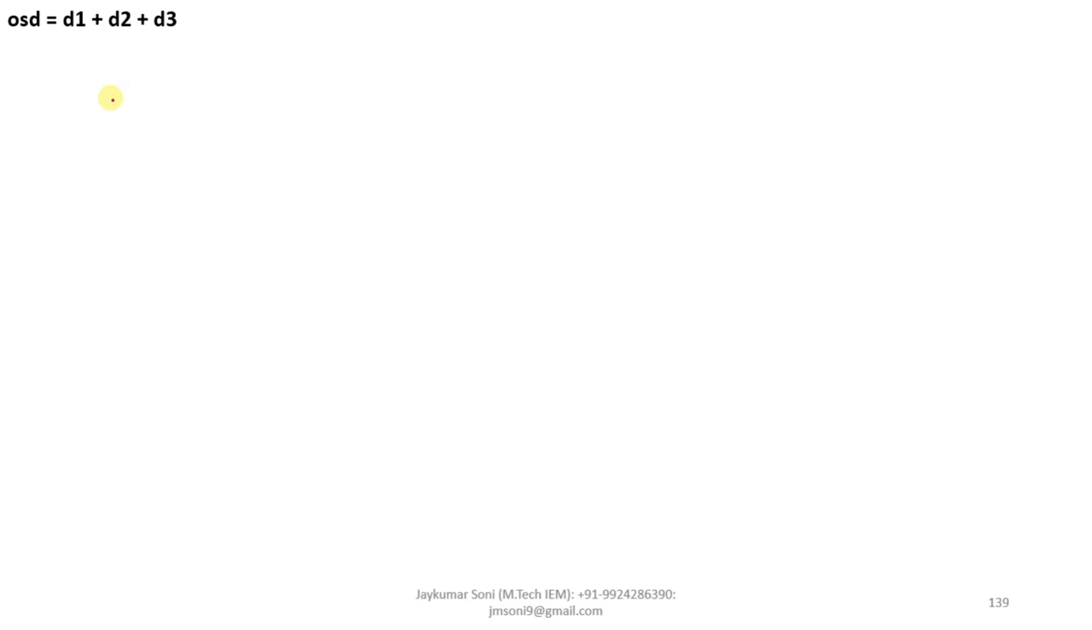Ultimately, it is D1 plus D2 plus D3. So it will be 22.2 plus 110.52 plus 144.92, which is about 278 meters. This is the safe overtaking sight distance, which is the answer of part A.